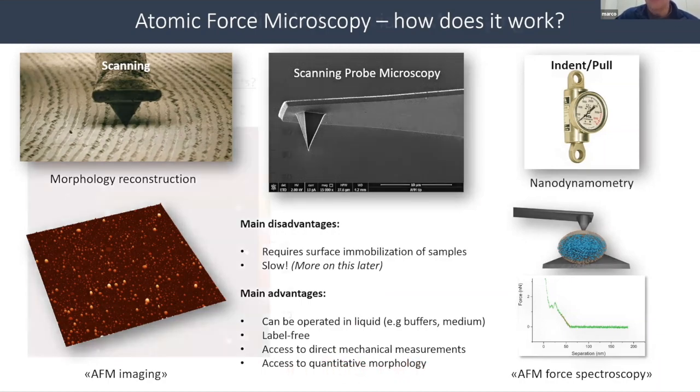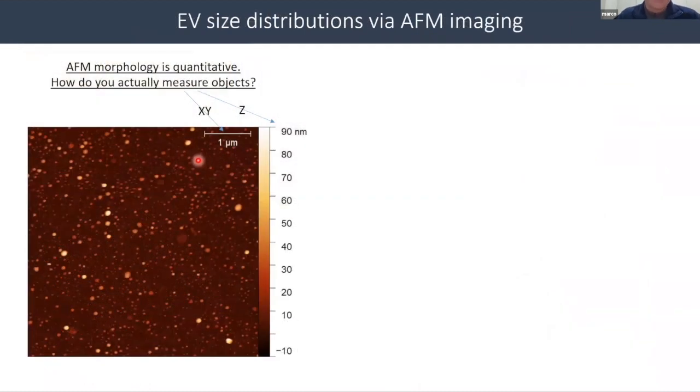What do I mean by quantitative morphology is that AFM images are not just fancy pictures. They are a real 3D reconstruction of the actual shape of the objects on the surface. So you have actual physical lengths attached to X, Y, and the vertical axis here, which is reconstructed as a false color scale.